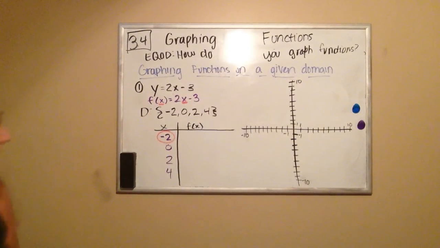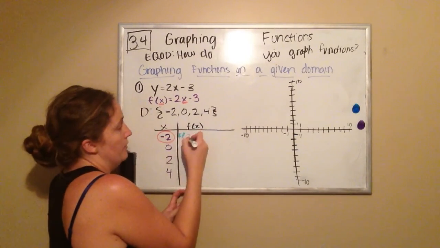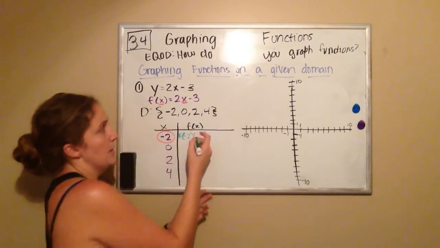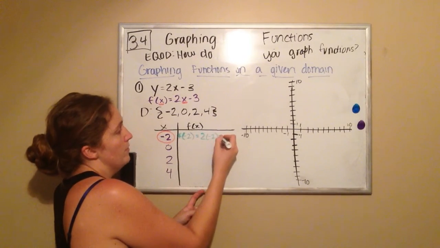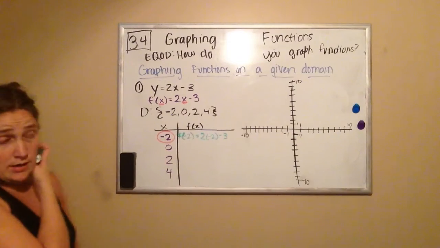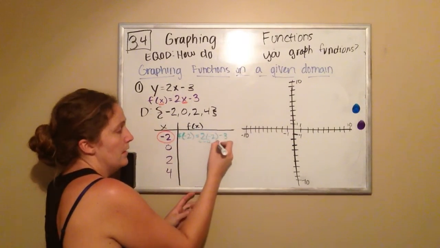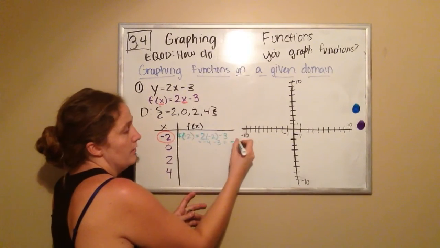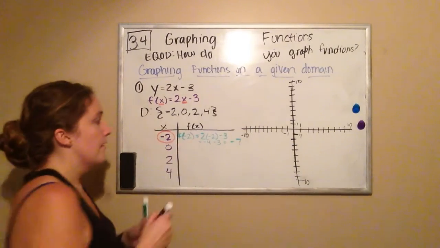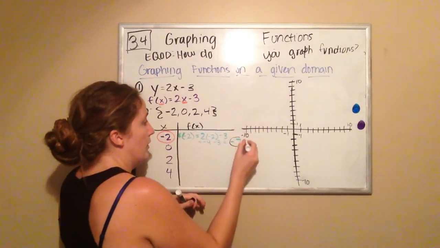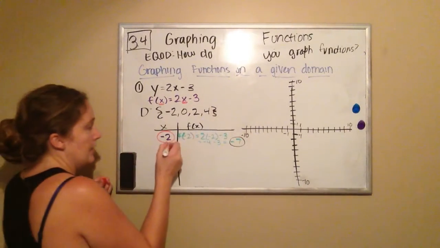So we would get f of -2, that's what my x value is, that's what I'm plugging in, is equal to 2 times -2 minus 3. Right? And when we simplify that, 2 times -2 is -4 minus 3, which is -7. Alright.